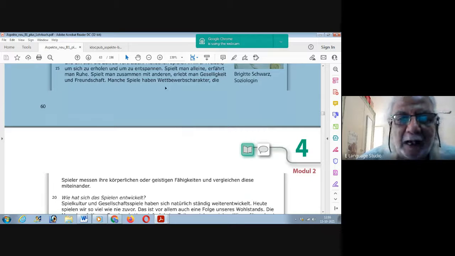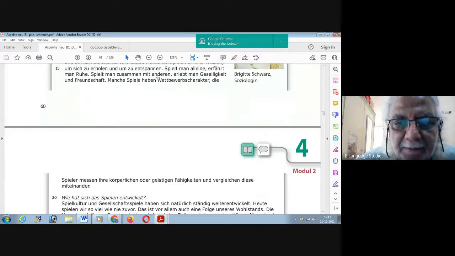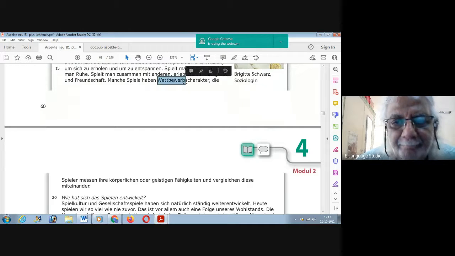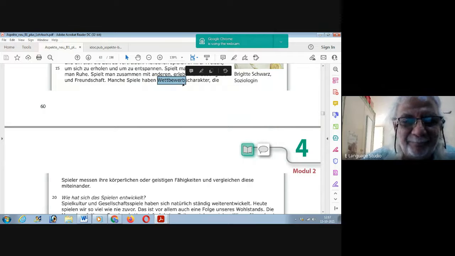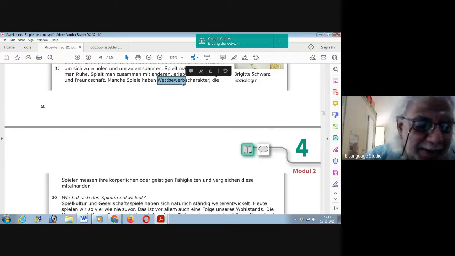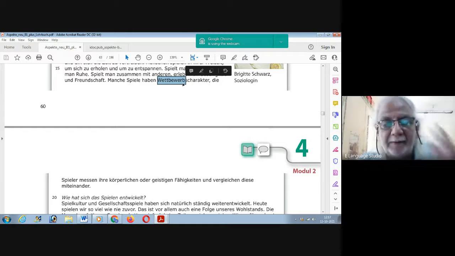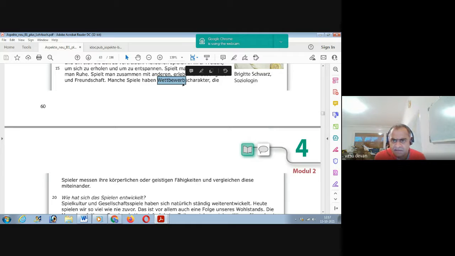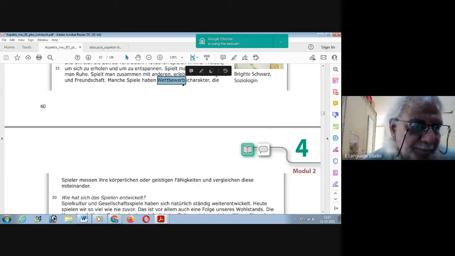Okay. Manche Spiele haben Wettbewerbscharakter. Was ist Wettbewerb? Challenge. Competition. Und Charakter? Character is character. So there are some, they are Wettbewerb. I forgot. Wett is betting. Yeah, literally betting. So two people betting in a way who'll be the winner or whatever. That's how the word comes about. Wettbewerb.